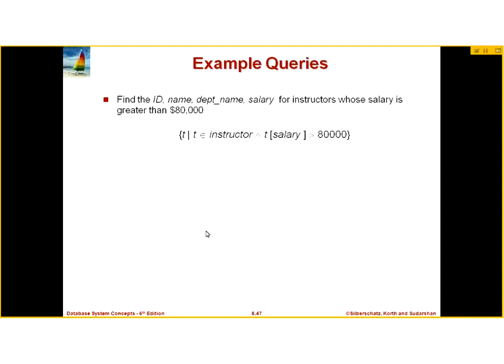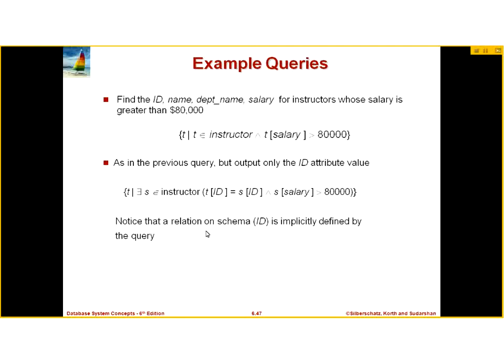You'll select a tuple T where T belongs to instructor and T salary is greater than 80,000. As in the previous query, but output only the ID attribute value. So you want to select only the ID attribute, so you can do it like this: there exists S belongs to instructor, where T.ID equal to S.ID, and the salary is greater than 80,000.